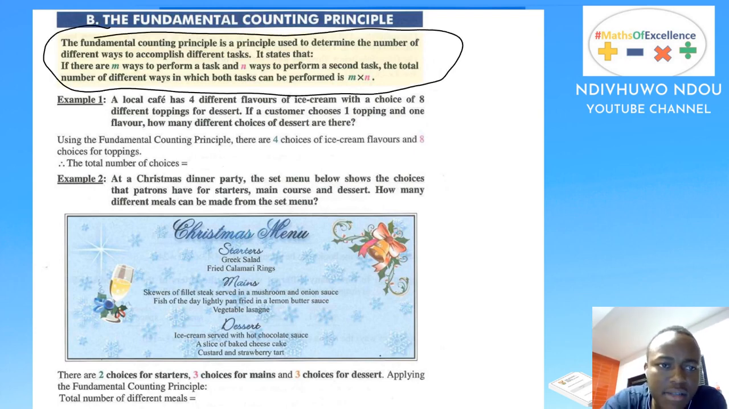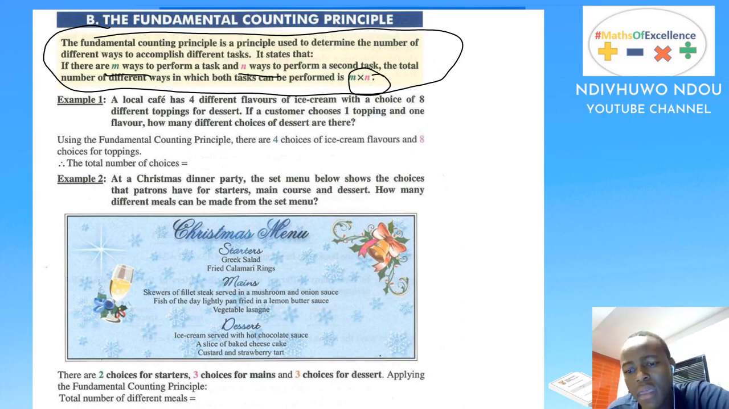So here it is. The fundamental accounting principle is a principle that is used to determine the number of different ways to accomplish different tasks, right? So it states that if there are m ways to perform a task and n ways to perform a second task, then the total number of different ways in which we can perform both tasks is m multiplied by n.